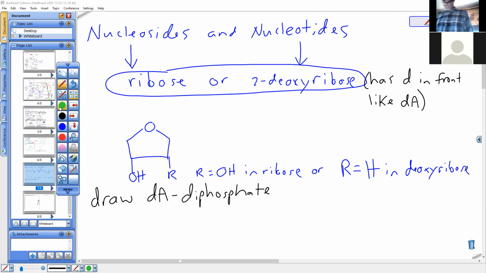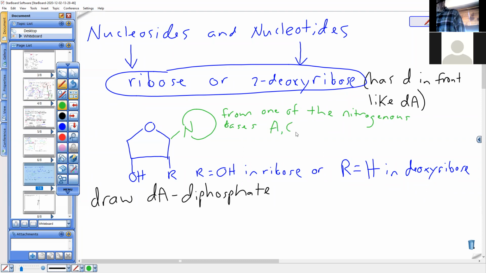Okay, this will always be an N. And I got a circle around it because N in a ring. And that'll be one of the nitrogenous bases. A, C, G, T, U. Adenine, cytosine, guanine, thymine, uridine. And over here, always have this and R prime.